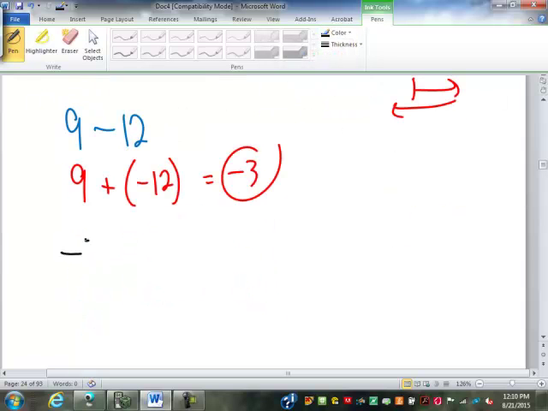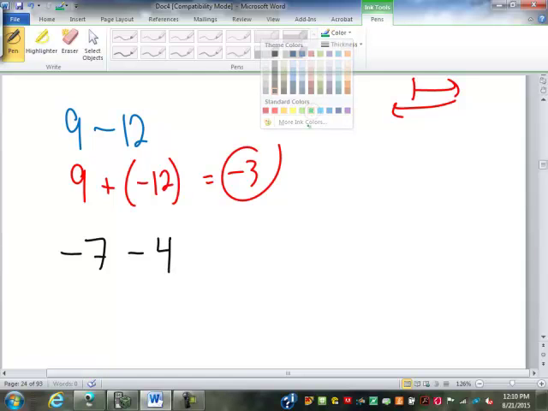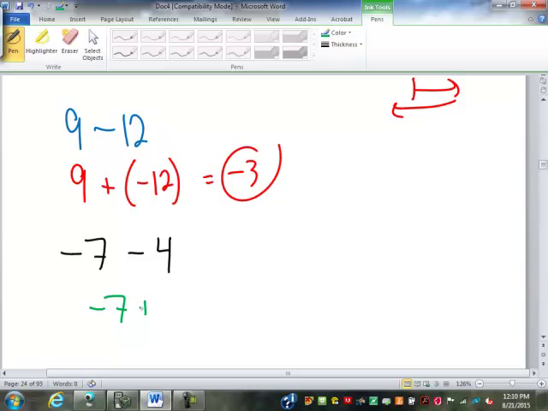I have negative 7 minus 4. That's going to become negative 7 plus negative 4. 0, negative 7, negative 4. That's going to be negative 11.